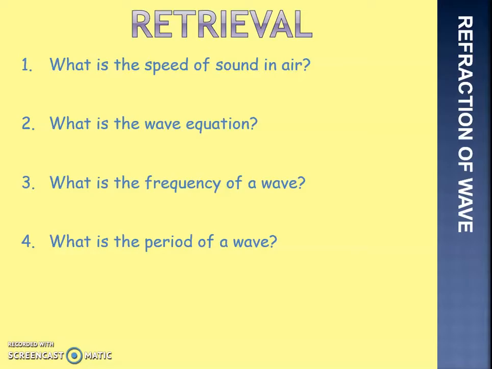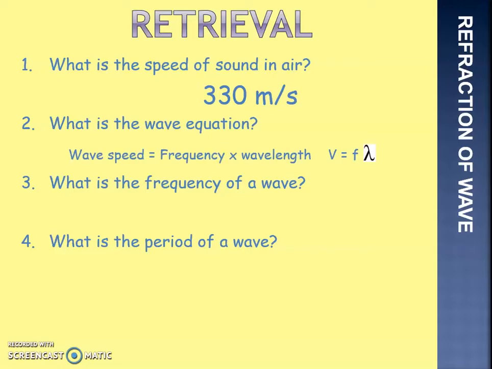Okay, question 1. What's the speed of sound in air? The speed of sound in air is 330 meters per second. What's the wave equation? You want to give this as a symbol equation or as a word equation? Wave speed equals frequency times wavelength, or v equals f lambda. Lambda is the Greek letter, and that's what we use to represent wavelength.